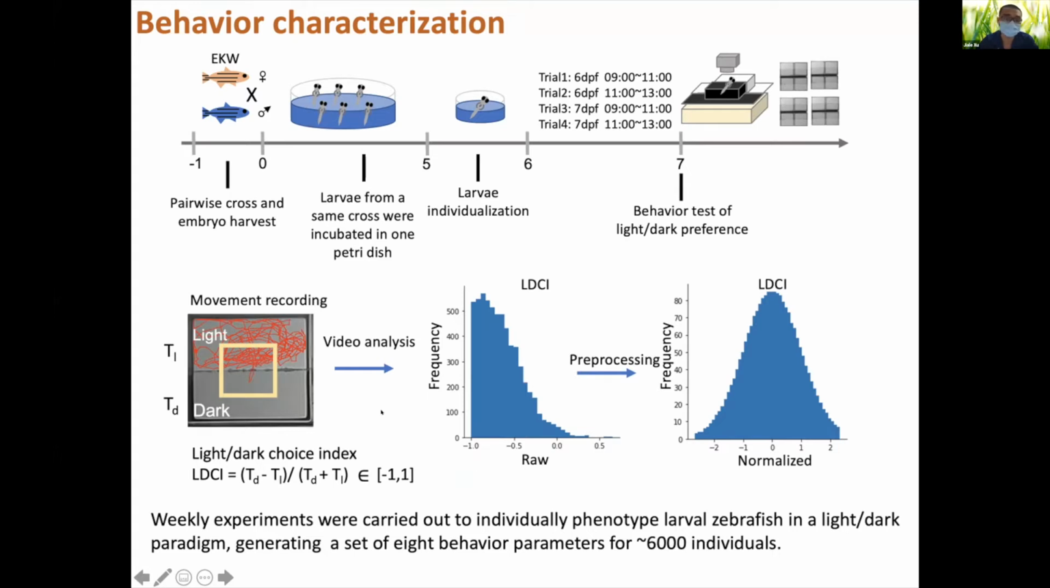And the raw data output from the software were then pre-processed for covariate regress out, quantile normalization, and outlier removals to get a phenotypic data set ready for GWAS.